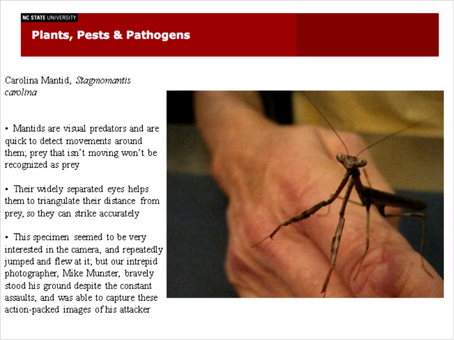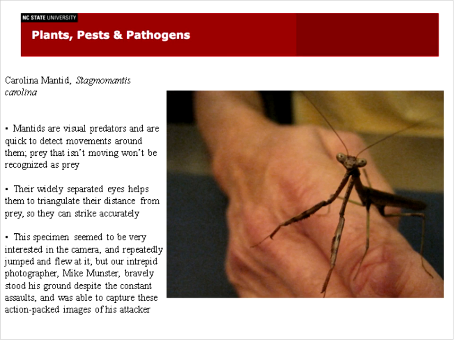Manads hunt by sight, and they have very good eyesight, and they quickly pick up on movements that are going around them. If there's a cricket or something sitting right in front of them, if it isn't moving, they may not even recognize it as prey at all. They don't seem to use olfactory senses to pick up on prey. Their very widely separated eyes probably help them to triangulate the distance from the prey.